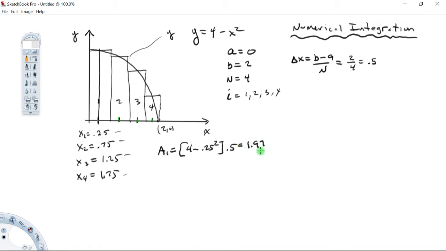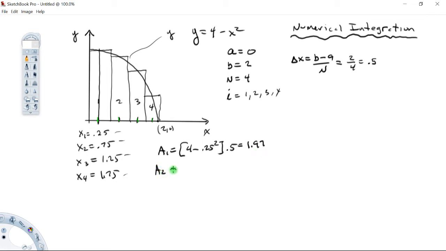Now I'm just going to write these down to 3 sig figs. If I was doing more rectangles, a higher value for n, I would record more significant figures. But again, the intention of this video is just to get the flavor of numerical integration and how it works. So 3 sig figs will be fine for this example.